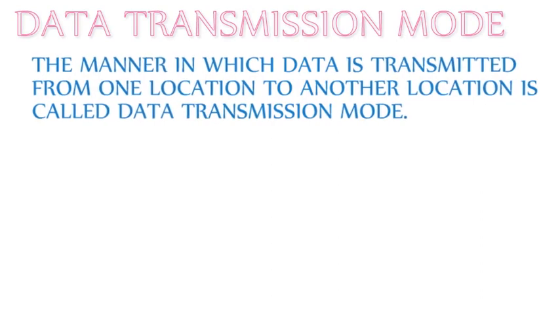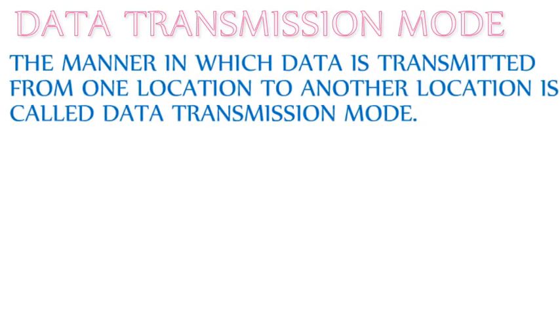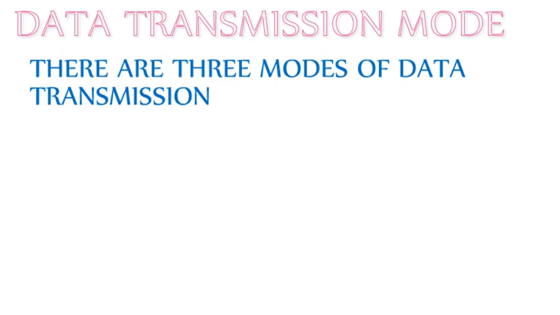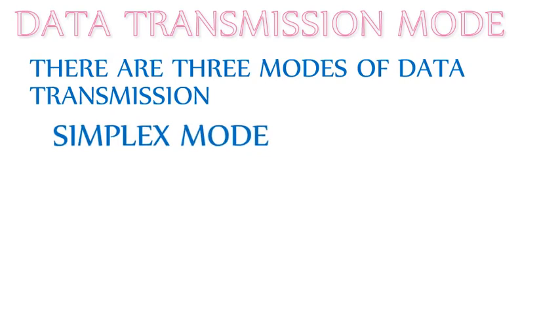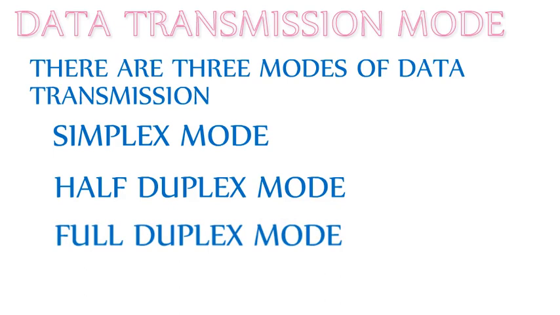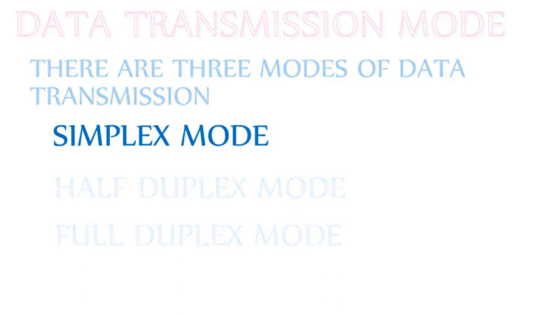Modes of data transmission. The manner in which data is transmitted from one location to another location is called data transmission mode. There are three ways or modes for transmitting data from one location to another. These are simplex mode, half duplex mode, full duplex mode. Simplex mode.